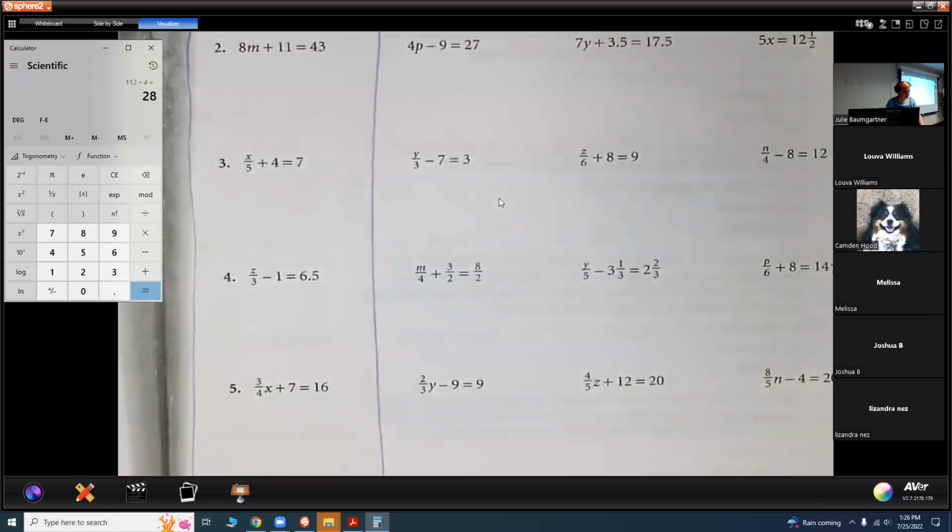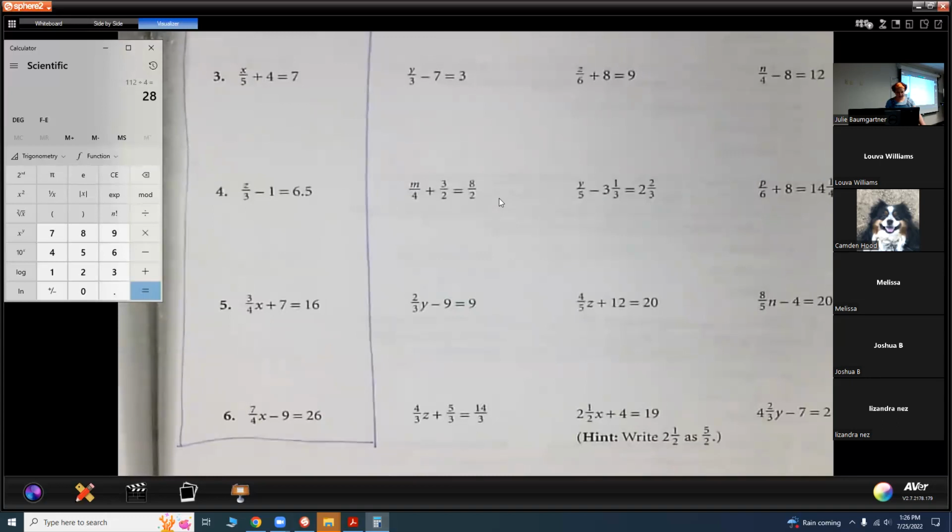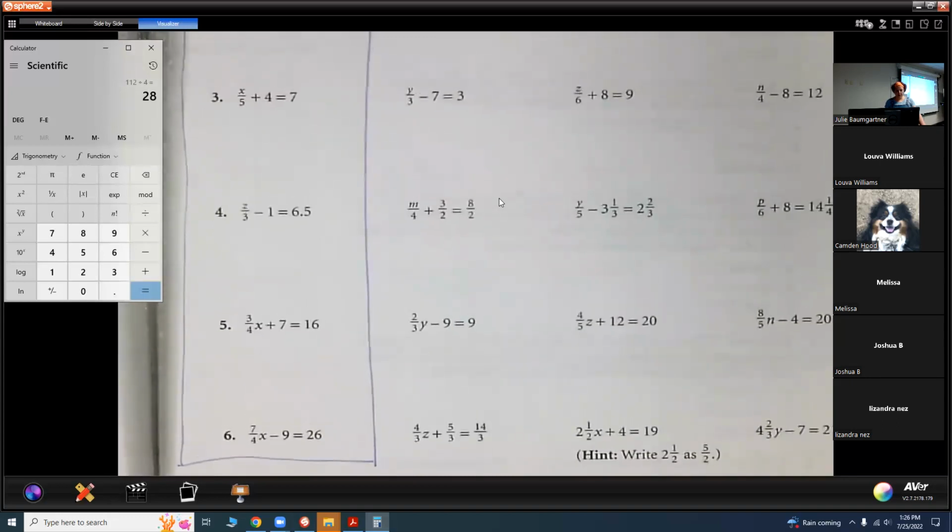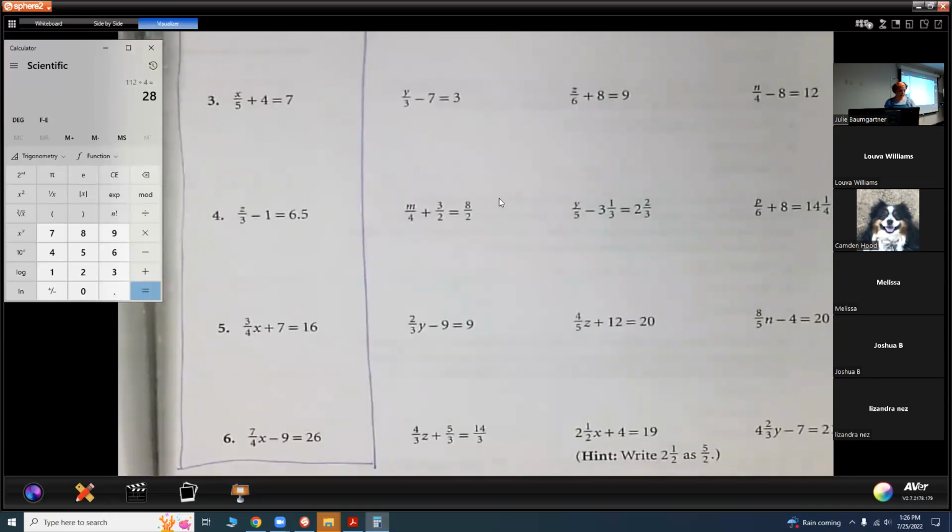Move this up just a little bit so everyone can see number 6 too. Hopefully everyone got number 2 written down: 8m plus 11 equals 43. Okay. And then let me know when you have your solutions for these 4 or 5 equations.